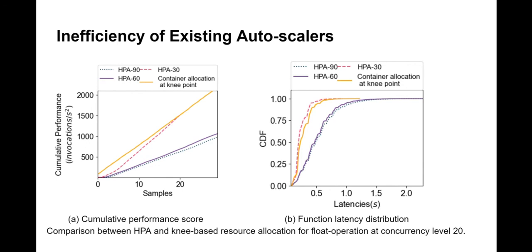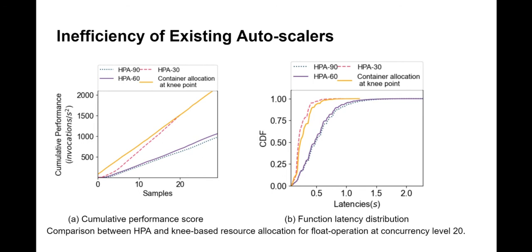In this case study, we demonstrate that HPA-based resource allocation significantly underperforms compared to knee point-based resource allocation under resource budget constraints. We use Hey to invoke the float operation function with 20 concurrent workers for a duration of 15 minutes. We assume a resource budget constraint of 1,000 replicas on the cumulative resource allocation for the given function. To evaluate HPA performance, we set CPU utilization targets to be 30, 60, and 90%.